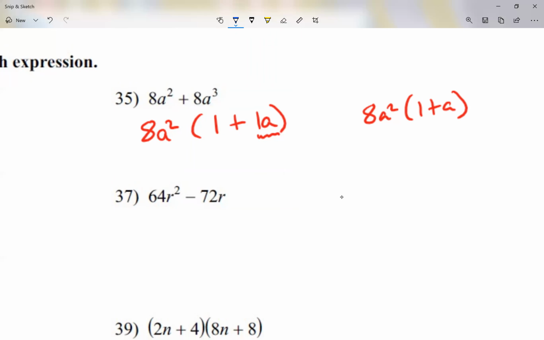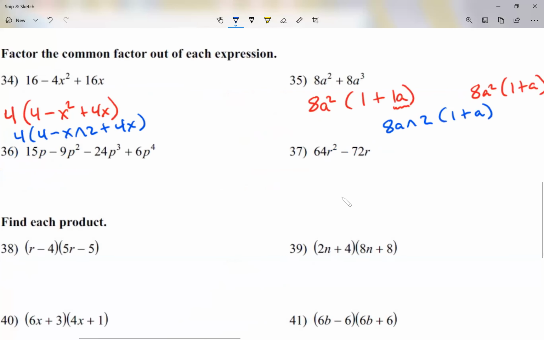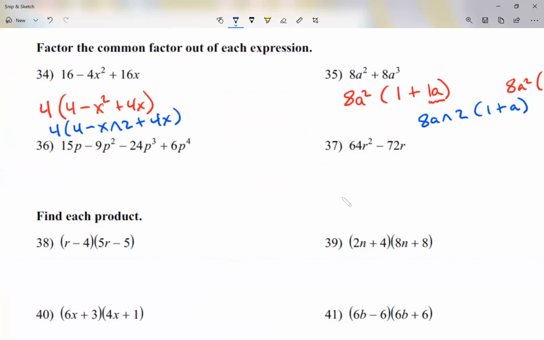Now, how we're going to type it in blue, I'm going to go 8a to the second, open parentheses, and 1 plus a. Again, I'm doing the distributive property backwards. We talked about distributive property yesterday. So when the instructions say factor the common factor out of each expression, I'm basically asking for distributive property backwards.